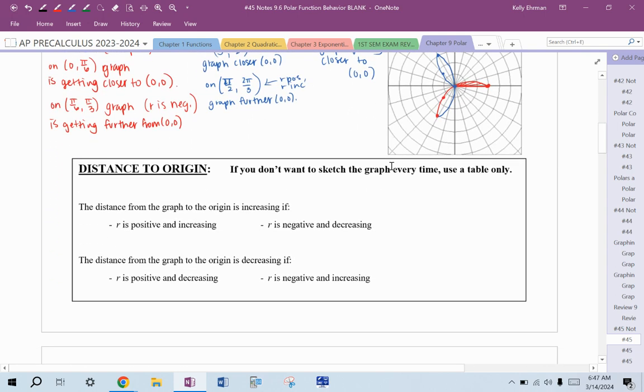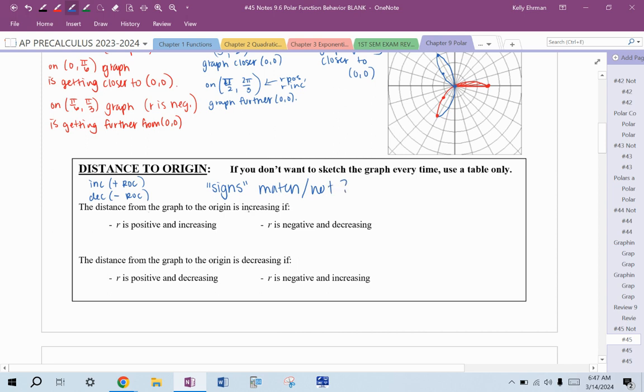We don't want to have to sketch a graph every time. Sometimes we won't even have that choice. They'll just give us a table rather than an equation. So we can use a table of values. And what we're looking for is basically, do the signs match or not? So I'm going to put signs in quotes, because when I say signs of increasing and decreasing, increasing is really a positive rate of change. Decreasing is really a negative rate of change. Think about slopes in that case. So whether the signs match or not is what we're looking at.